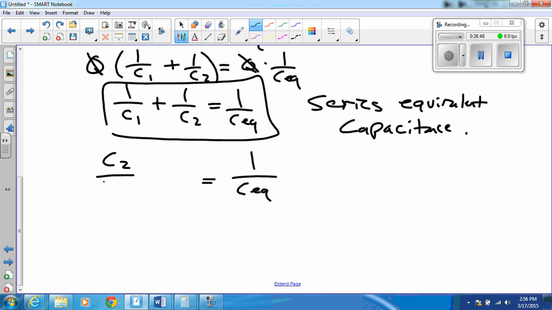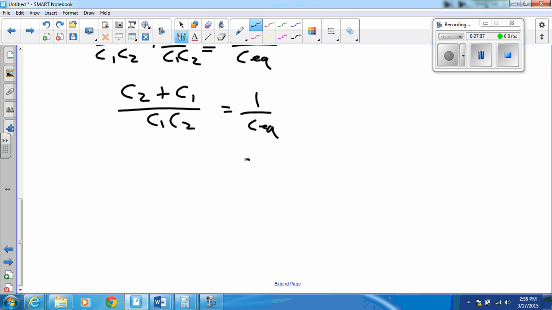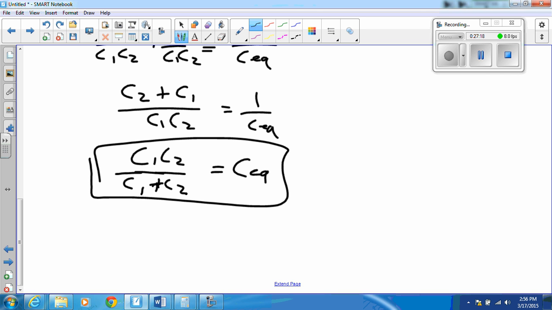In fact, if we do that, if I get a common denominator and combine them, then what I end up with is that 1 over CEQ is equal to all of this, so that CEQ is equal to the product over the sum. I'll just write that as C1 plus C2.